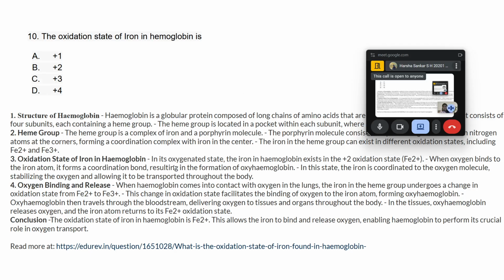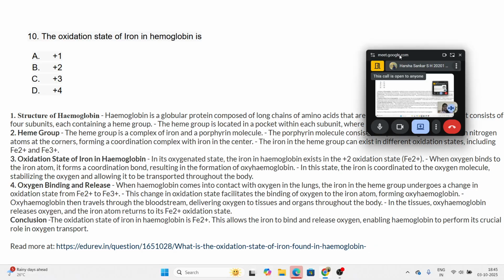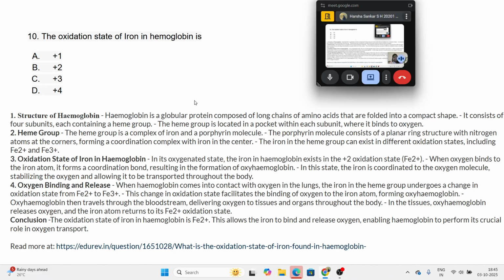So what is the correct answer? You know what hemoglobin is, right? Hemoglobin is a globular protein composed of long chains of amino acids that are folded into a compact shape. It consists of 4 subunits, each containing a heme group. The heme group is located in a pocket within each subunit where it binds to oxygen. So it has 4 subunits, each subunit has a heme group, and the heme group is the part that binds with oxygen.